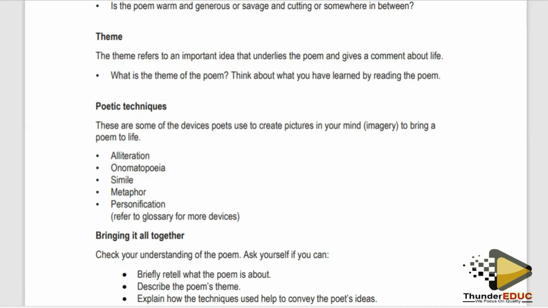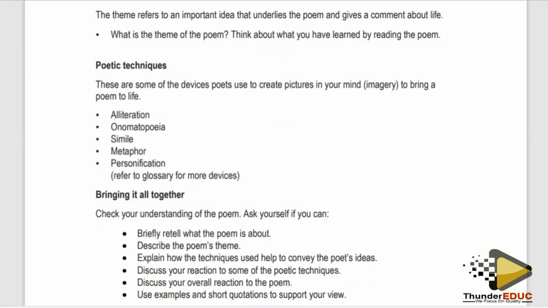Poetic techniques. These are some of the devices poets use to create pictures in your mind, imagery to bring a poem to life. Alliteration, onomatopoeia, simile, metaphor, personification. So those are the things that we are talking about. Right. So as a result, bring everything together.